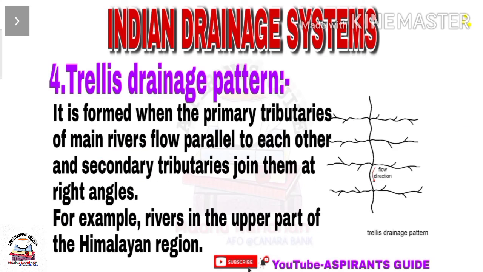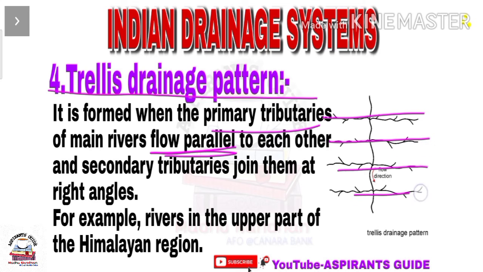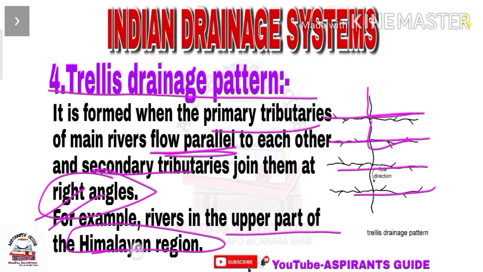And the last drainage pattern in India is Trellis drainage pattern. Here the primary tributaries of main rivers flow parallel to each other, and the secondary tributaries will join them at right angles. And if you see the diagram, here all the primary tributaries are parallel to each other and the secondary tributaries will join them at right angles. And the example for Trellis drainage pattern is rivers in the upper part of Himalayan region. And that's all about Indian drainage pattern.